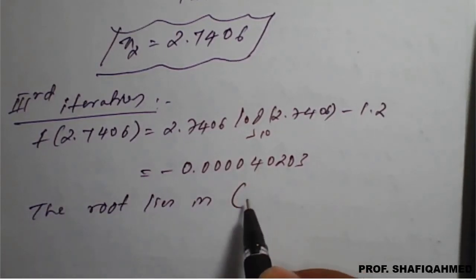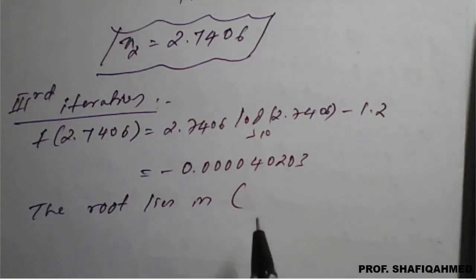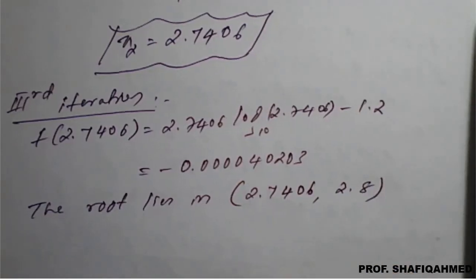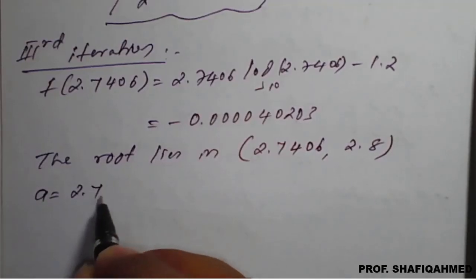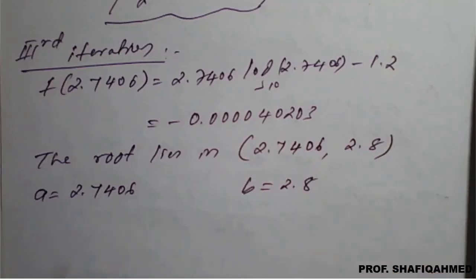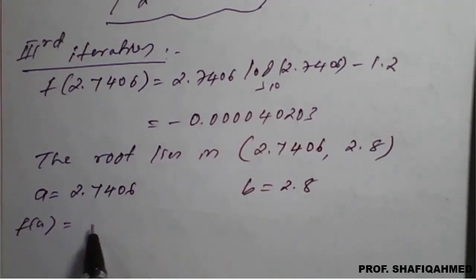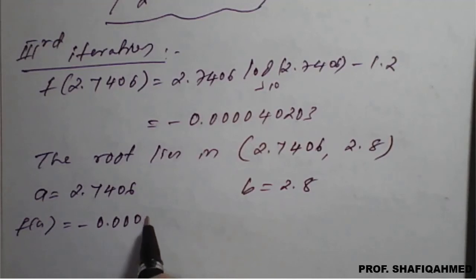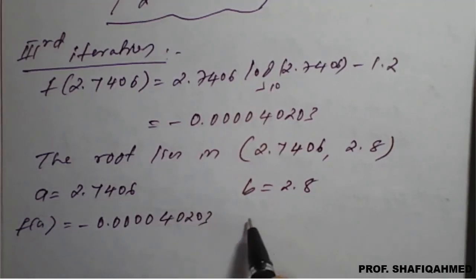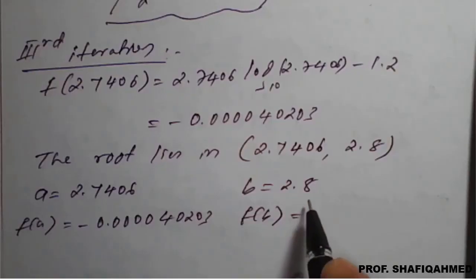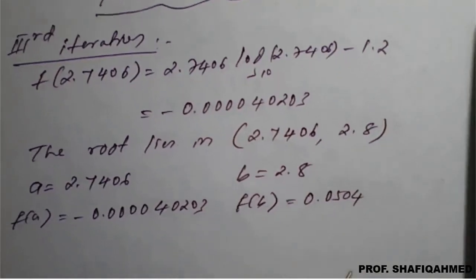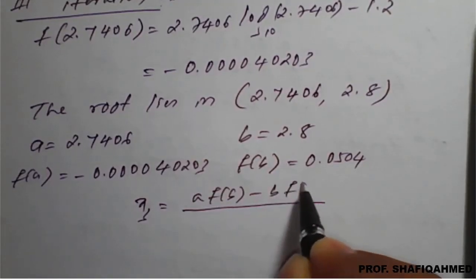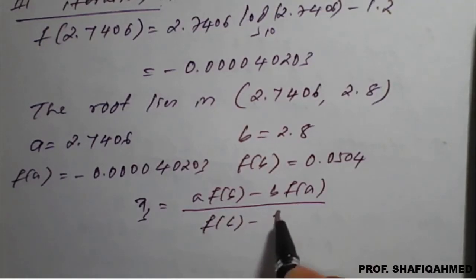So this negative value, therefore the root lies in again, so in place of 2.7404 the previous root, we will update it as 2.7406, 2.8. This is the fresh value of A, fresh value of B, write it here. A value is 2.7406, B value is 2.8, and f of A value will be the answer of 2.7406, it is minus 0.000040203, and f of B value is the previous value, that is 0.0504. So the formula for x3 as it is, that is x3 is equal to A f of B minus B f of A divided by f of B minus f of A.